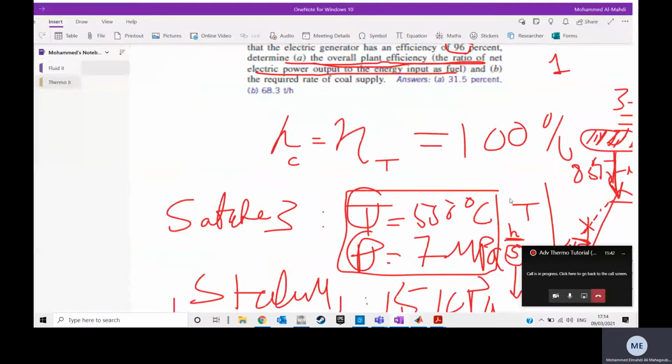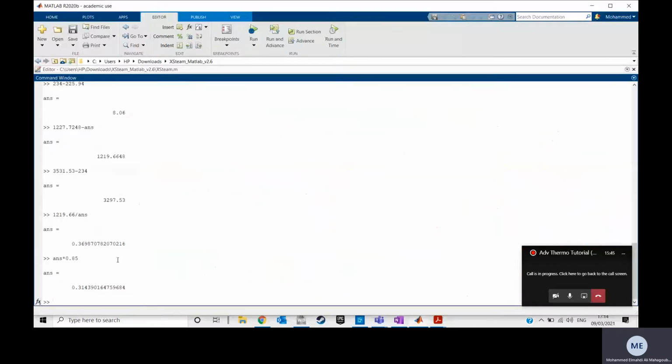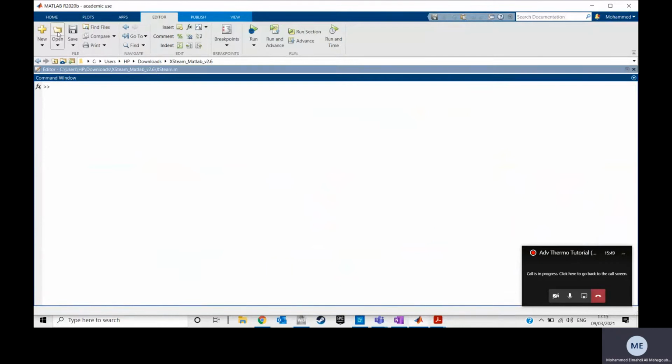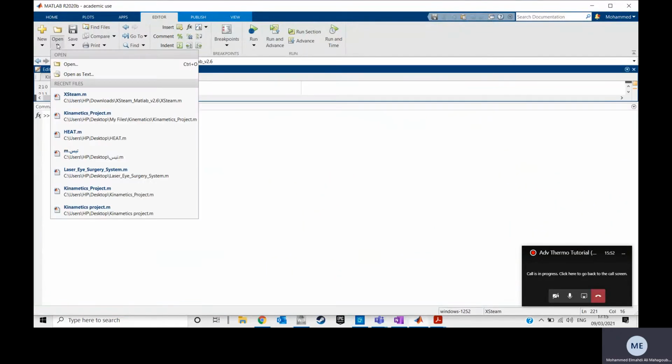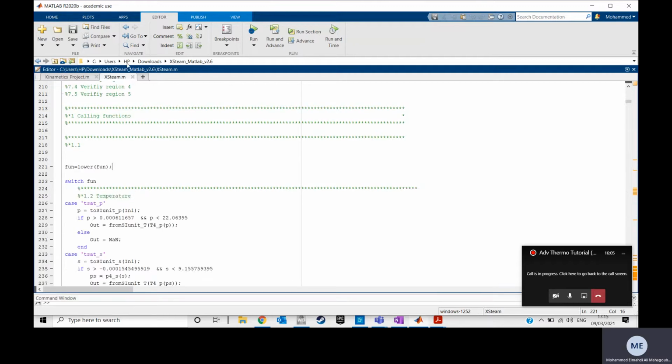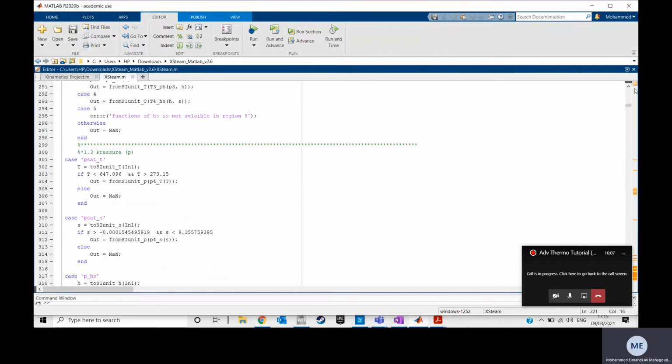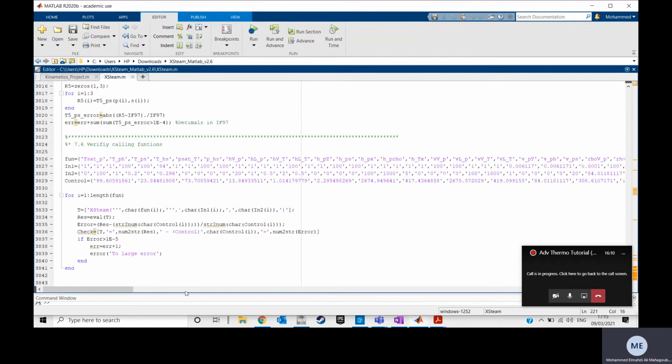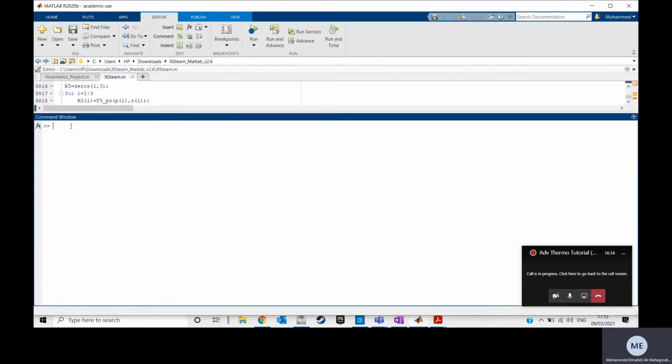So go now to the MATLAB code. I've already run it here. You know how to open MATLAB. After you open MATLAB, you choose to open a file, and then search for that file where you downloaded it, and then the code will be run. This is the code. This is the code page, XSteam, this is its name. And then here you go to the command window where you work with the values.